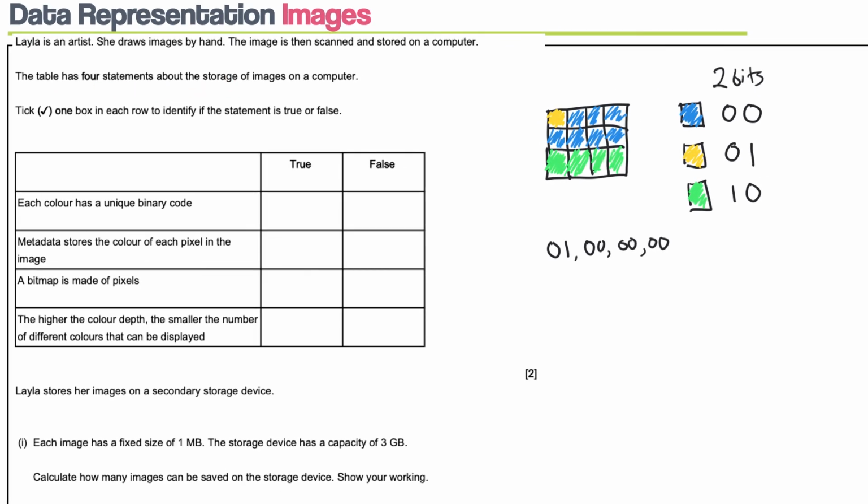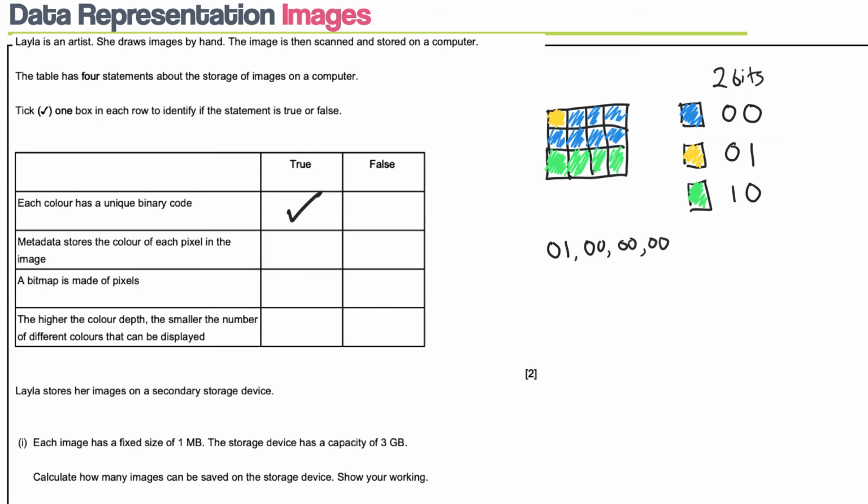The table has 4 statements about the storage of an image on a computer, so a bitmap image like we've just talked about. Tick 1 box in each row to identify if the statement is true or false. So each color has a unique binary code. By unique, it means nothing else can have the same one. And you can see here, blue is 0, 0. If another one had 0, 0, then how would we be able to figure out which is which? So each of these codes must be unique to the particular color. So that would be true. It is unique.